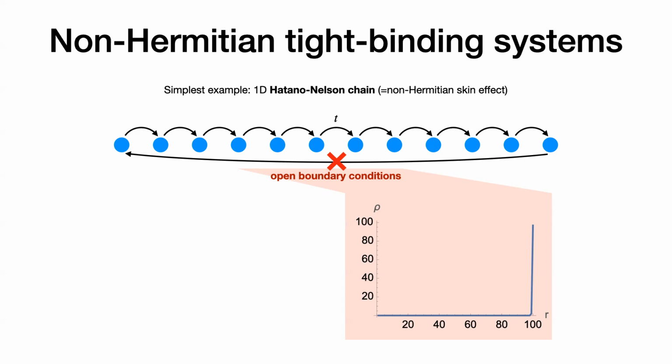Just to remind everyone, the Hamiltonian for a non-Hermitian system has right eigenstates, but it also has left eigenstates, which we may call psi tilde. These do not need to agree. In a Hermitian case, they always agree.